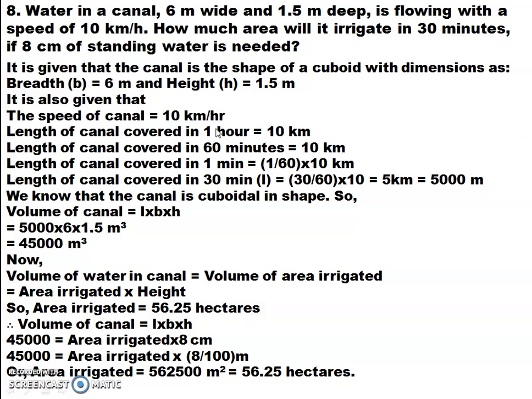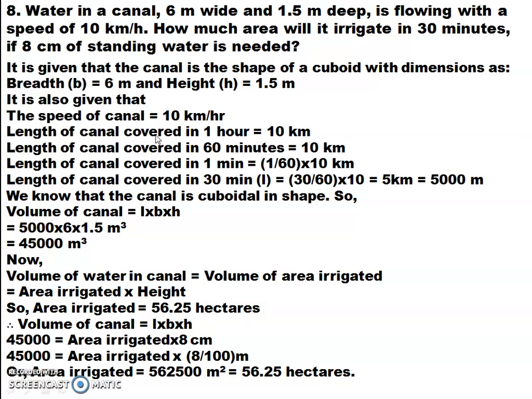So you will take for 1 hour. In 1 hour it goes 10 km. Length of the canal covered in 1 hour is equal to 10 km. Length of the canal covered in 60 minutes. Why did you take 60 minutes? Because in your question it is 30 minutes asked. So we have converted 1 hour to 60 minutes.